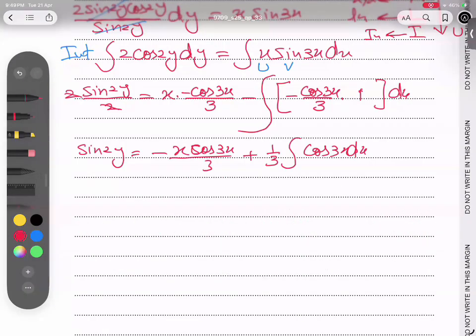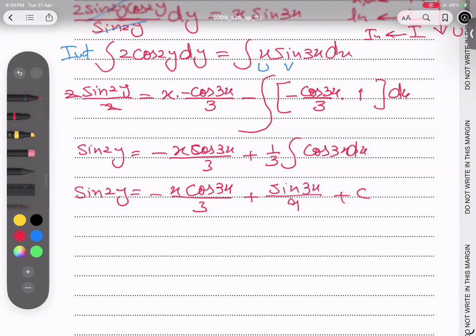Now, students, is the question done? Not at all. Some parts are still left behind. Negative x cos 3x over 3. And what is this integration? Sine 3x divided by 3. So we have already 1/3, and one more 1/9, plus C.